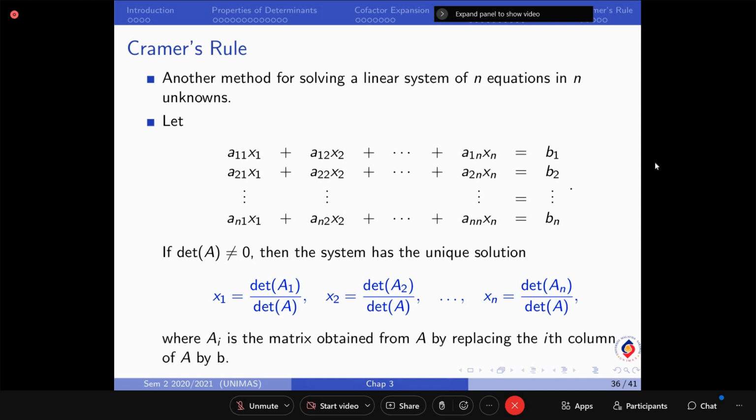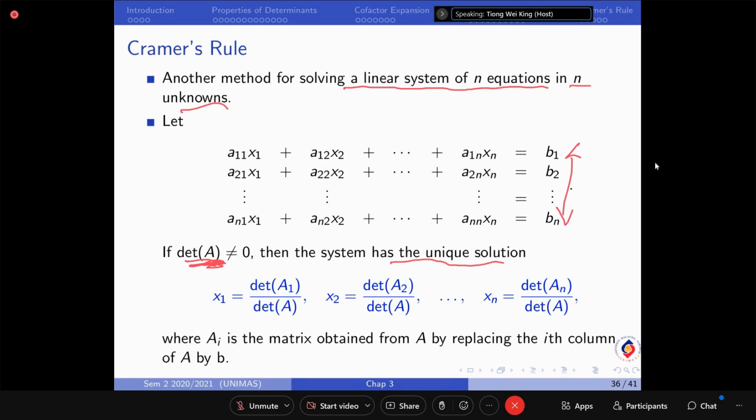Okay, the final subtopic, Cramer's rule. I'm not sure whether you learned this before already, because I can't remember your STPM syllabus and matriculation. But Cramer's rule is very easy. It's a very easy rule. This is to solve a linear system of n equations with n unknowns. So let's say you have a system of linear equations. If the determinant is not zero, then the system has a unique solution.